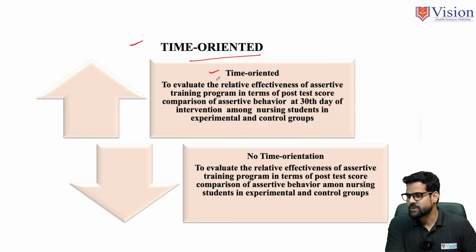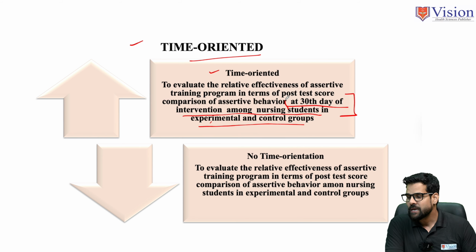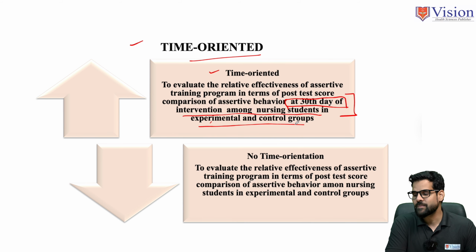So what is time oriented? As you can see, to evaluate the relative effectiveness of assertive training program in terms of post-test score comparison of assertive behavior on 30th day of the intervention among nursing students in experimental and control groups. Here we have clearly said that we want to see the effectiveness of the intervention in a given time. What is the time? 30th day of the intervention. We want to see this 30 days after giving the intervention, or on the 30th day.